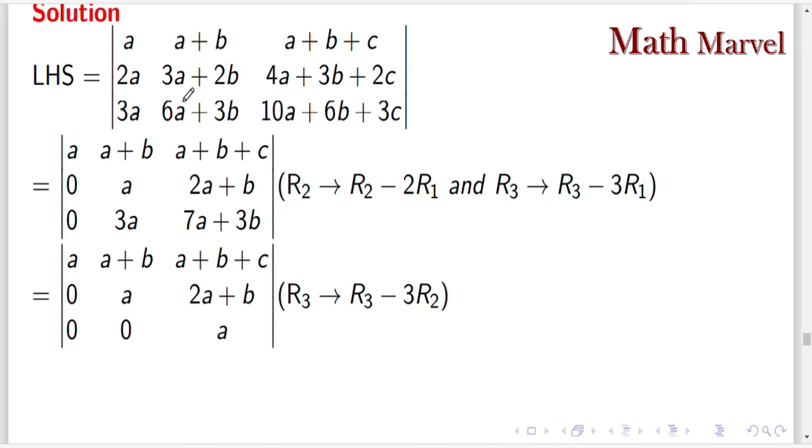Again here 3A, here what we have, -2A, so 3A minus 2A becomes A. Here plus 2B, here after multiplication by -2 we get -2B, so 2B minus 2B cancel out. Here 4A minus 2A, so we have 2A. Here 3B minus 2B, so here we have B, and plus 2C minus 2C cancel out. So we have this type of new row R2.